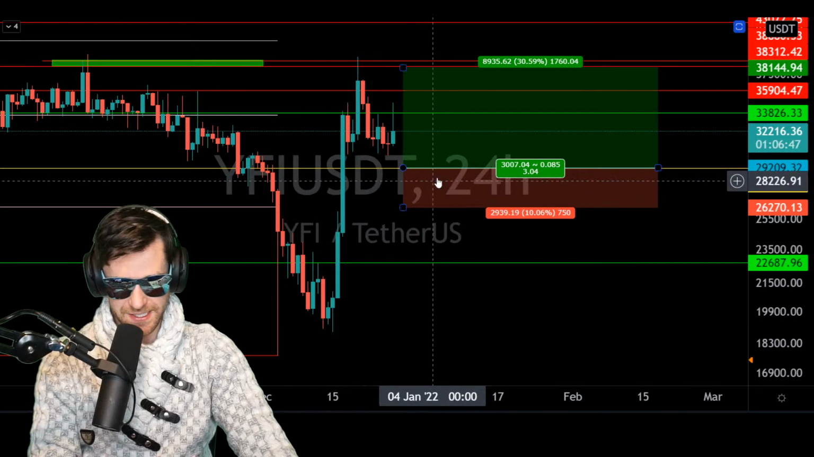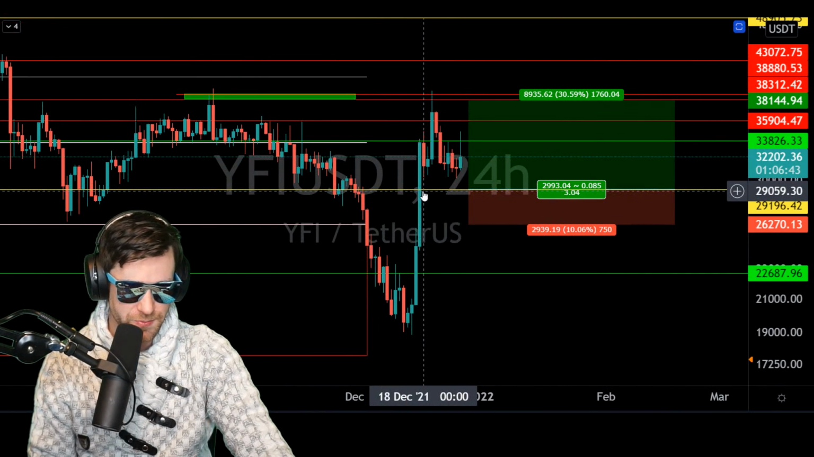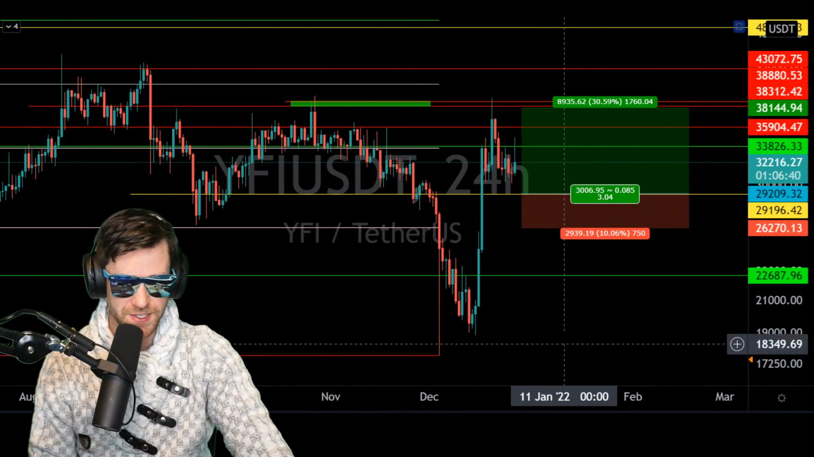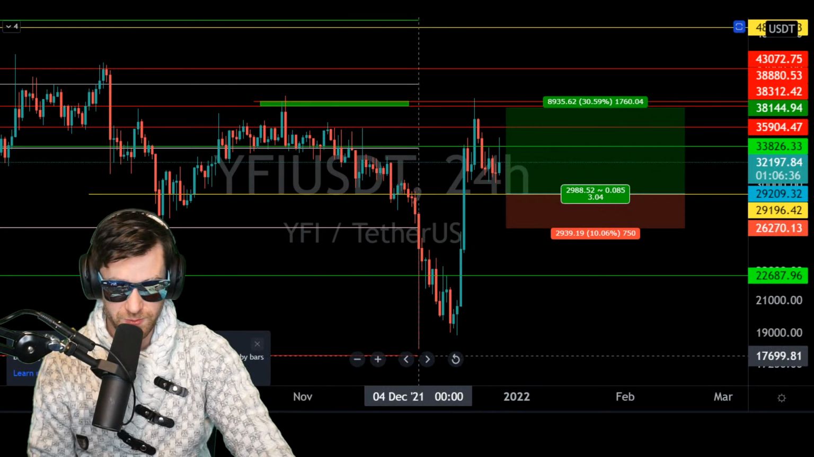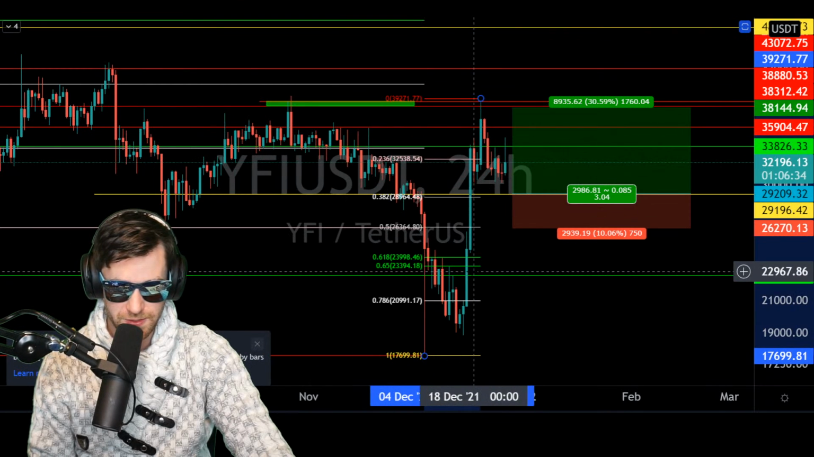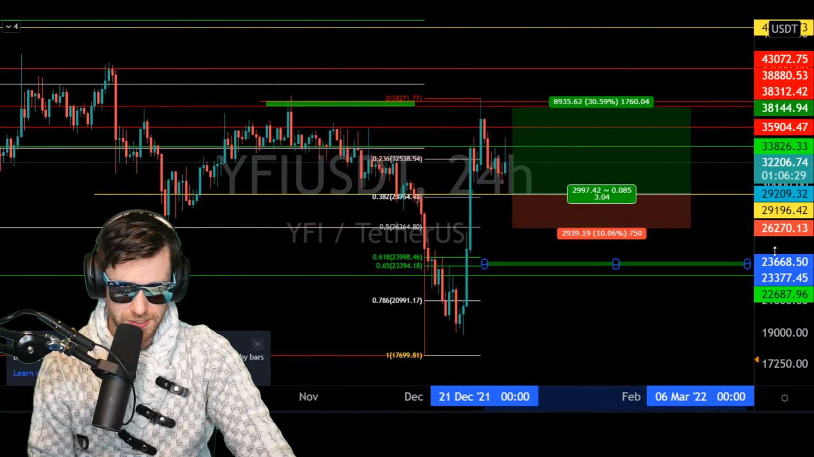If I was going to play this at all, I would definitely wait. See if you get a nice solid bounce off that 29 area. If you don't, you got 22.6 again. I have one more thing I want to see before I move on. Pocket. Pretty close to that 23.